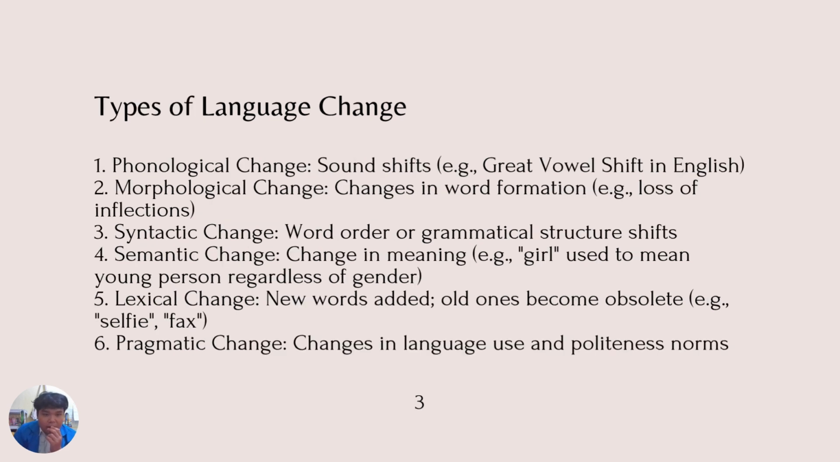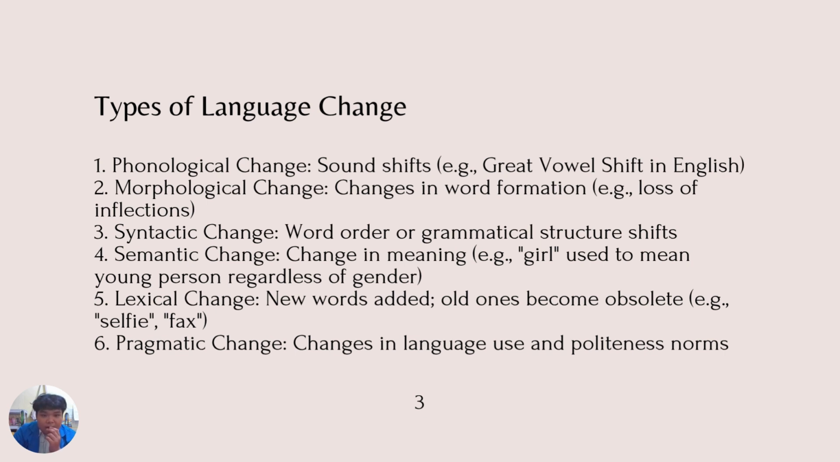Next, how many types of language change? There are six types of language change. The first is phonological change. It is sound shifts, and the example is the Great Vowel Shift in English. Second is morphological change. It is change in word formation. The example is loss of inflections.